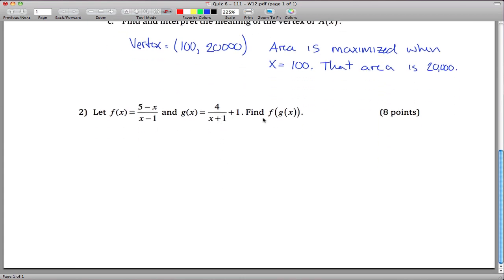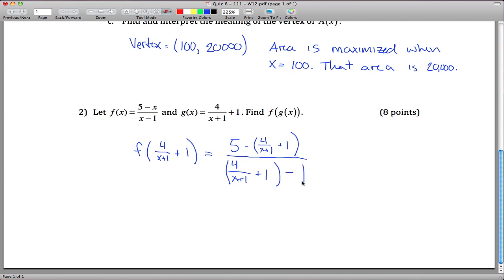Number 2, function composition. We want f of g of x. So what that is, f of 4 over x plus 1, which is, here's f of x, so what we want to do is everywhere we see an x, replace it with this mess, 5 minus 4 over x plus 1, divided by, instead of x, I will write 4 over x plus 1, minus 1. So we get to this huge mess that we want to simplify. I think it simplifies pretty nicely.